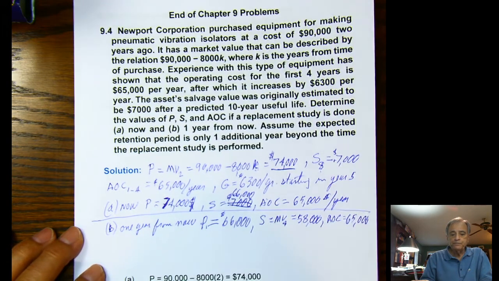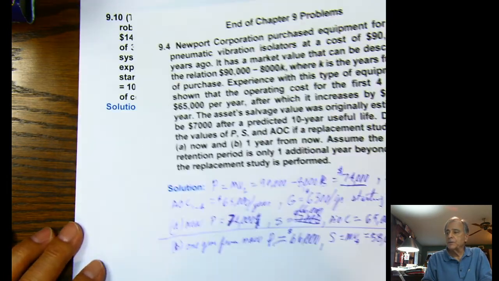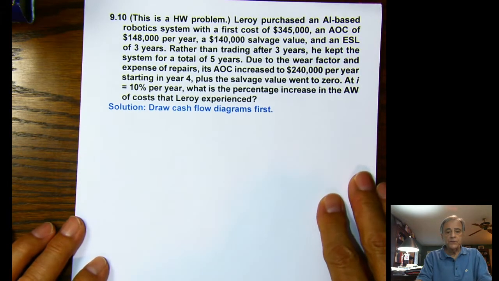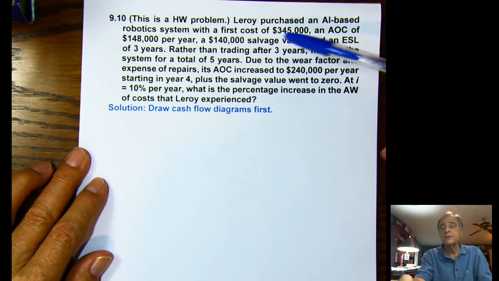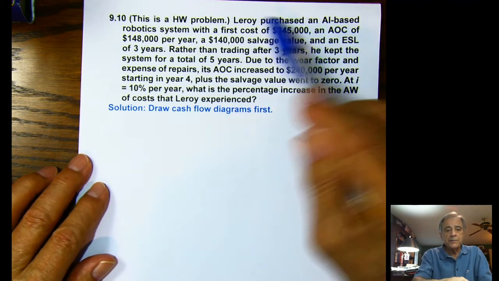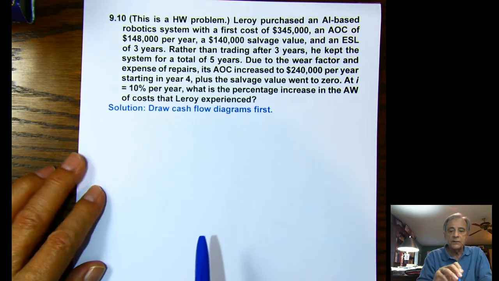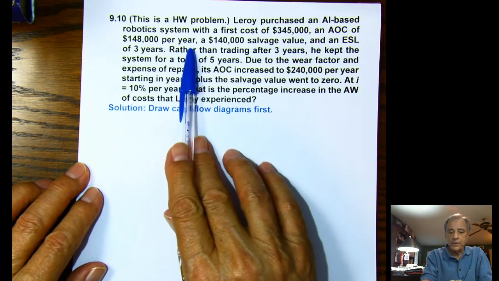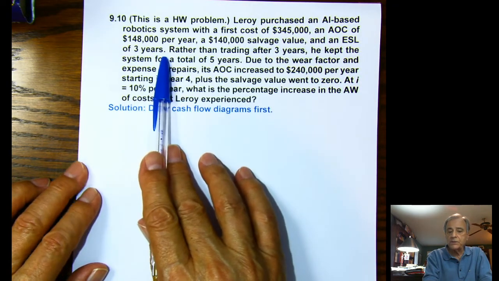So that is basically the answer to problem 9.4. The next problem to look at is pretty complicated. Leroy, and this is a homework problem, by the way, an AI robotic system with a first cost of $345,000 and an annual operating cost of $148,000 per year, and a salvage value of $8,000 over its economic service life, which is 3 years.